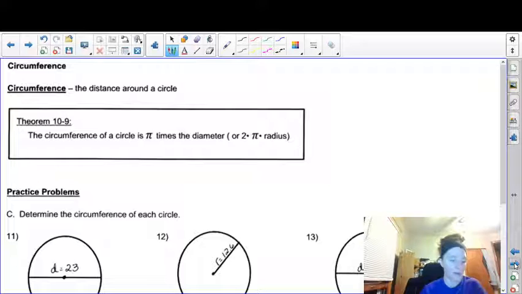Next, we're going to talk about circumference. Circumference is the distance around the circle. So circumference of a circle is pi times the diameter, or 2 pi radius. So there are two different formulas that mean the exact same thing, just different ways of writing it.